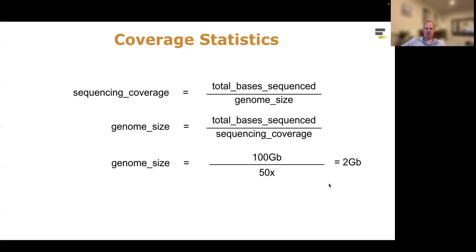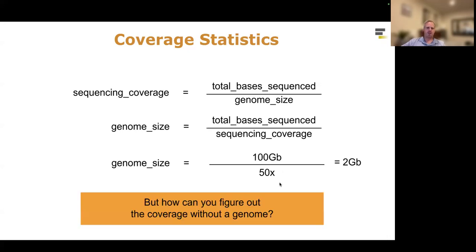The numerator over here is quite straightforward because that's just determined by how much sequencing you've done. You just add up how long all the reads are and tally that up. Although it does leave a question about, well, how do we know the coverage that you've measured in a sequencing run if you don't know the genome size? Interestingly, it is possible to estimate the coverage even without having the complete genome available. There is a way to do that, and we'll talk about that in the next few slides.